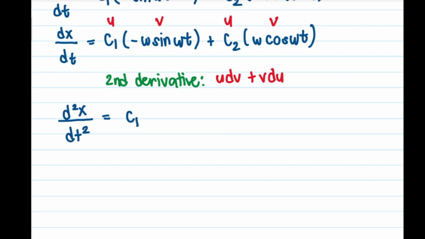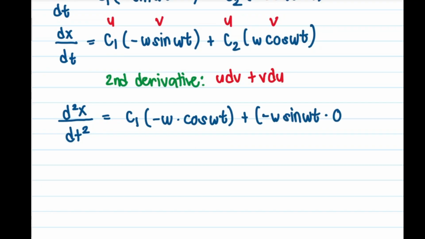What is the derivative of this one? This one is negative w multiplied to cosine wt. So this will be the derivative of v. How about v du? So v du is negative w sine wt times 0. The derivative of a constant is 0, so this one will be cancelled out.